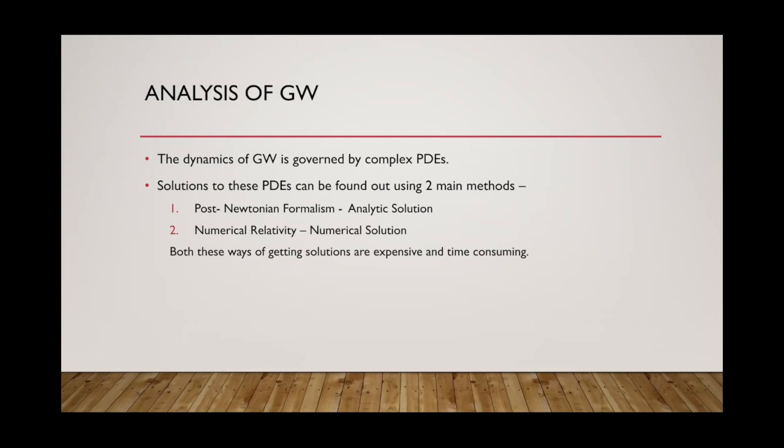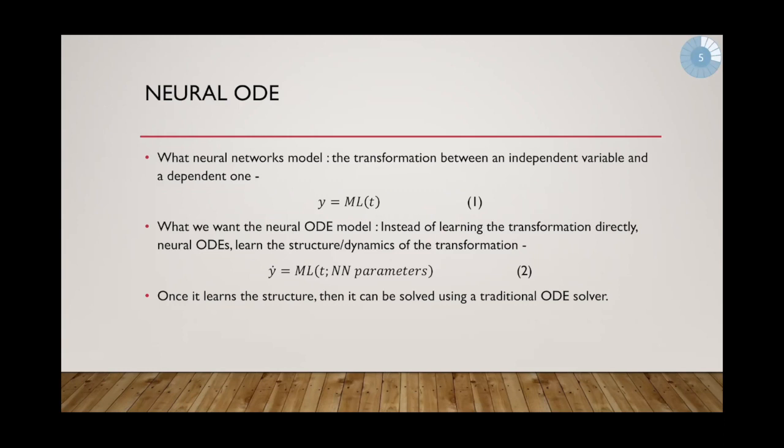This is where the idea of a neural ODE comes in. Neural ODEs were not specifically designed for this black hole problem, but we have implemented them here. Before coming to a neural ODE, what does a neural network do? A neural network maps the transformation between an independent variable, in this case time t, and a dependent variable y. If I had to write that down in the form of an equation, it would just be y equals NN(t), where NN is the feed-forward neural network here.